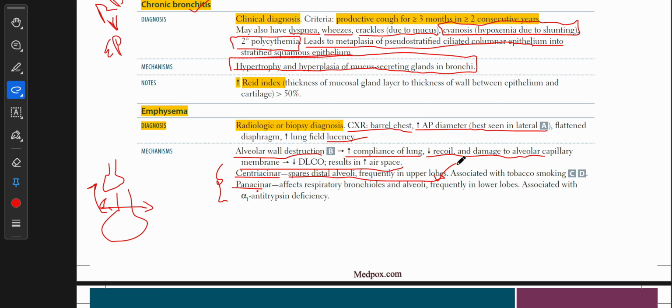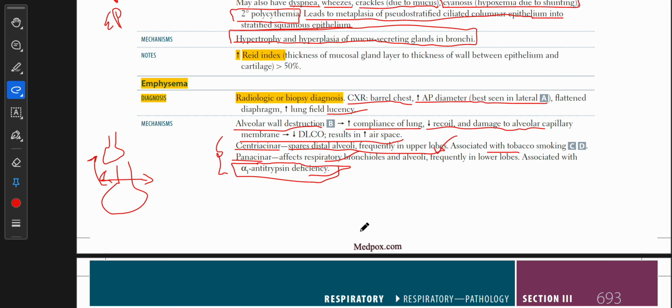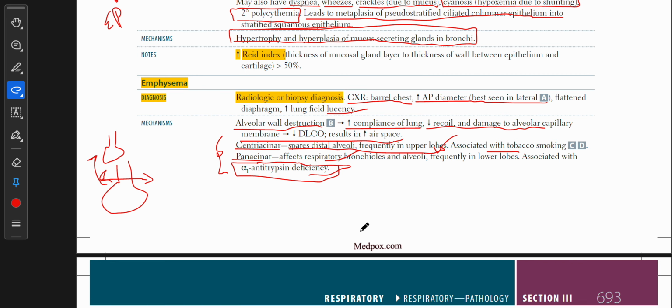So basically, alpha-1 antitrypsin is something that limits the degradative feature of trypsin, which is an enzyme, right? So if there is a deficiency of alpha-1 antitrypsin, there is an increase in trypsin enzyme activity that causes the destruction of proteins of our lungs. So that is what it is.